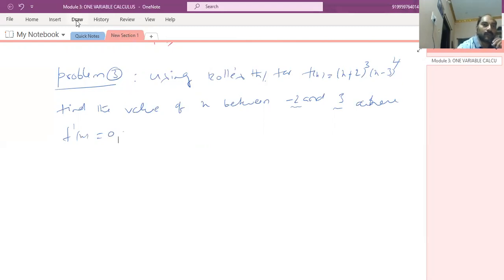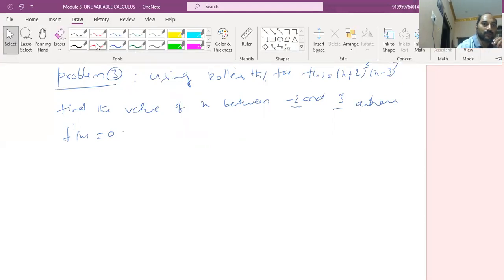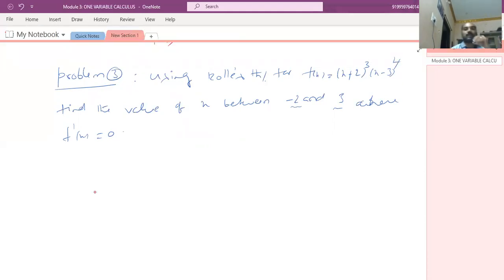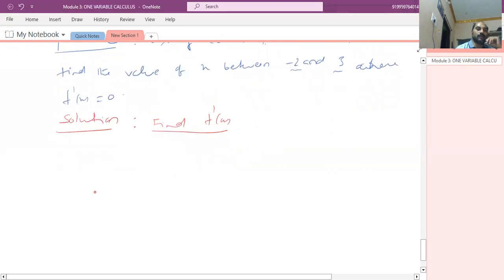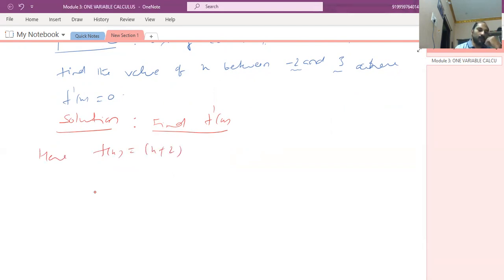So there is no need to verify here, since obviously the given function satisfies the hypothesis of Rolle's theorem. So directly find the derivative, and after finding the derivative, equate to 0 and find the x value. There are three steps. First find the derivative, f dash x. Here f of x equal to (x plus 2) whole cube (x minus 3) whole power 4.